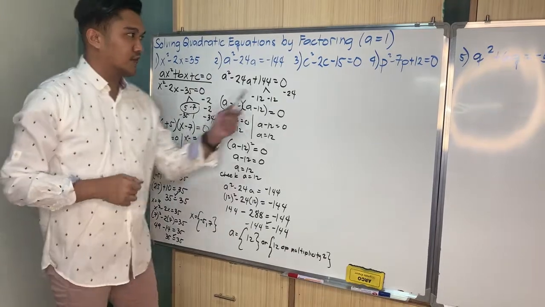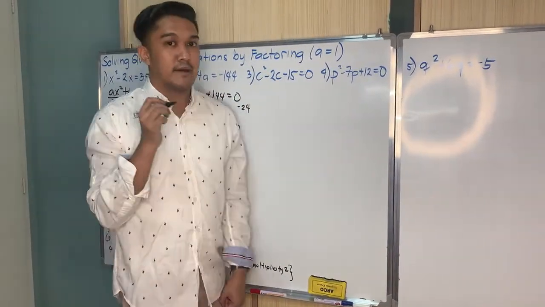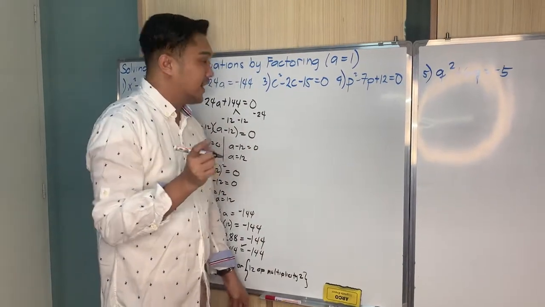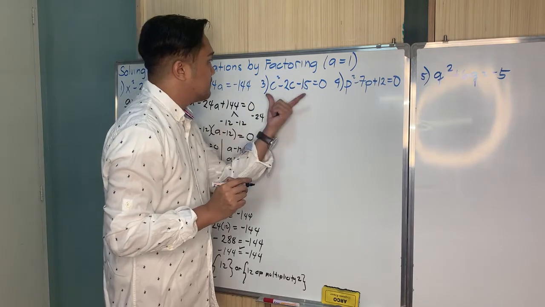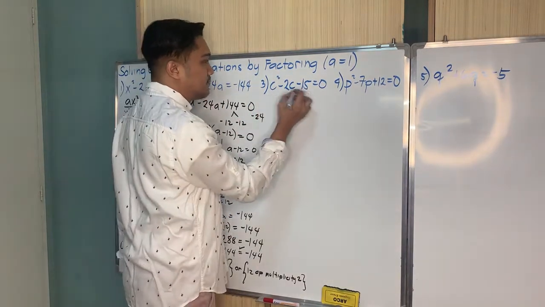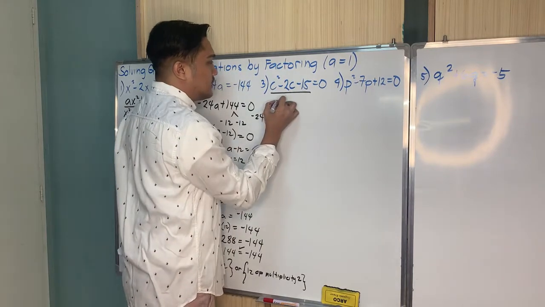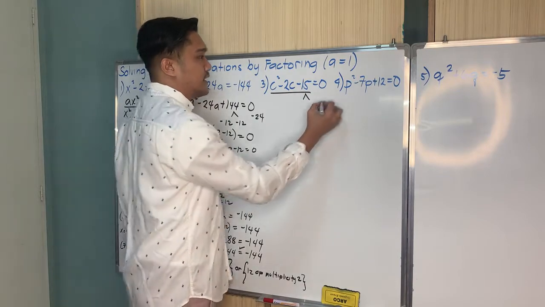Okay. Continue tayo, number 3. Yung number 3, ginamit naman c as your variable. At ngayon, isasolve natin siya. So, c, factor natin yung negative 15 na ang sum niya ay negative 2.